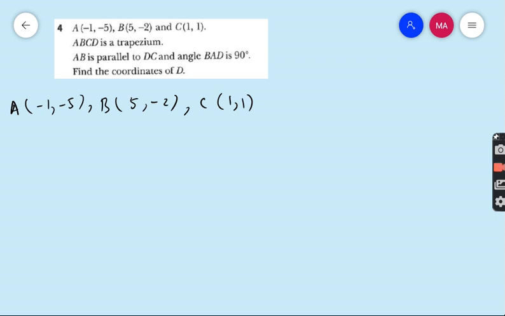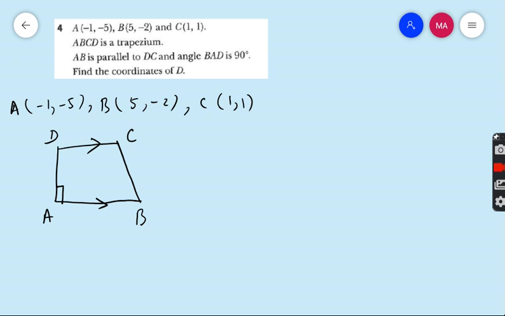So if I draw a rough rectangle like this, if this one is A, this one is B, this one is C, and this one is D. According to the question, angle BAD is 90 degrees and AB is parallel to DC. Find the coordinates of D.